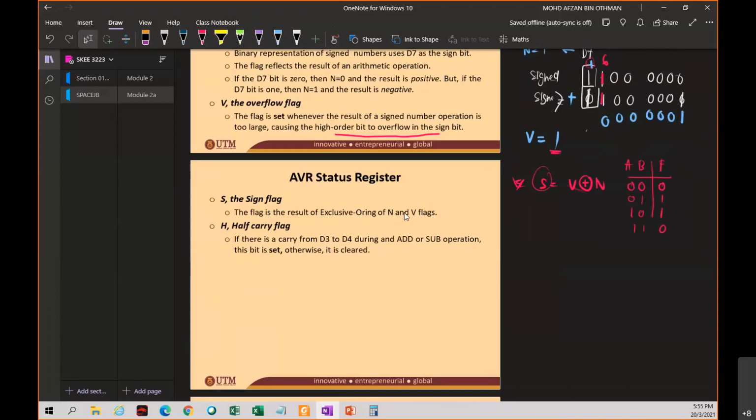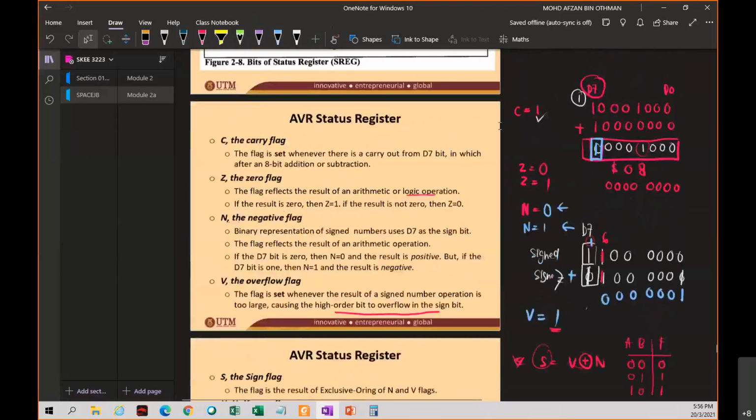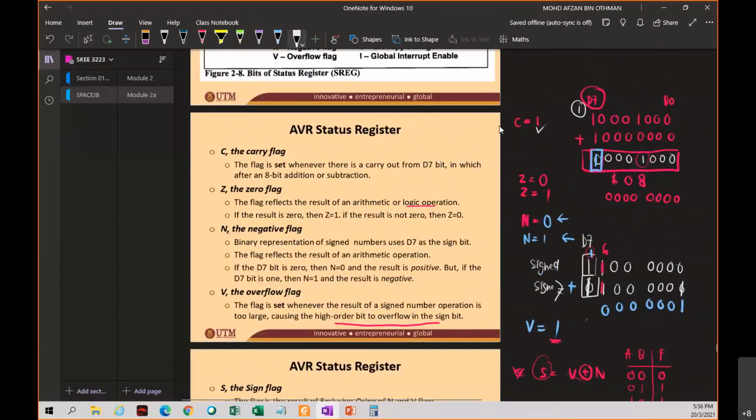Okay, and last but not least, the half carry flag. If there is a carry from D3 to D4 during an add or subtraction operation, this bit is set, otherwise it is clear. Okay, yang ni dia akan tengok dekat bit 3 dengan bit 4. So this is bit 3 and this is bit 4. Bila kamu buat penambahan ini, 1 tambah 0, tak ada carry from bit 3 ke bit 4. So, H sama dengan 0.